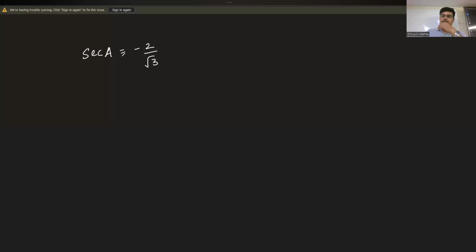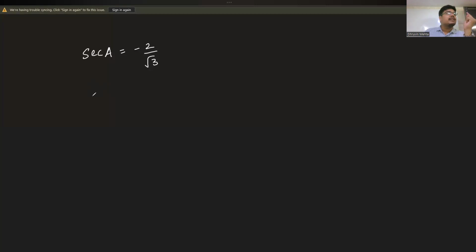Sec A. Sec A is equal to minus 2 by root 3. Right? Yeah. Sec A is minus 2 by root 3. Correct. Sec 30 is 2 by root 3. Sec is negative in which quadrant you decide that? Pi minus pi upon 3, right? Pi minus pi upon 3.